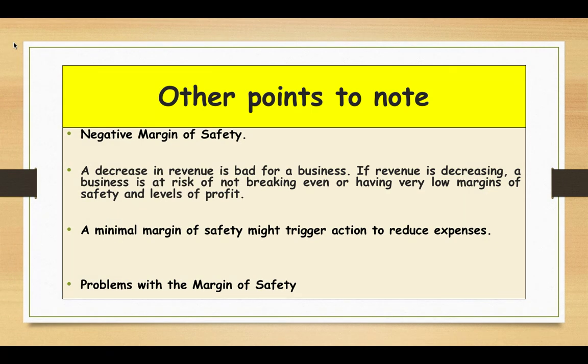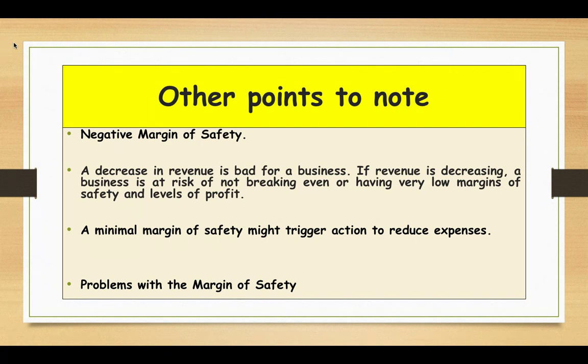We'll see some other points to note under margin of safety. The first one, is a negative margin of safety possible? Yes, it is possible because the margin of safety can be negative. This means the current sales level is lower than the break-even point. Then this means that the product is making a loss, so the margin of safety is negative.